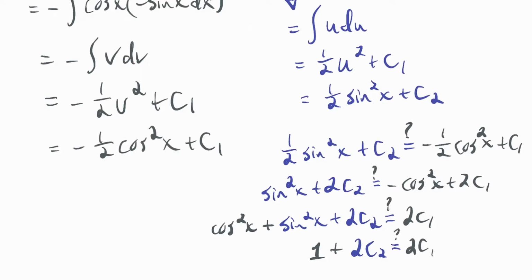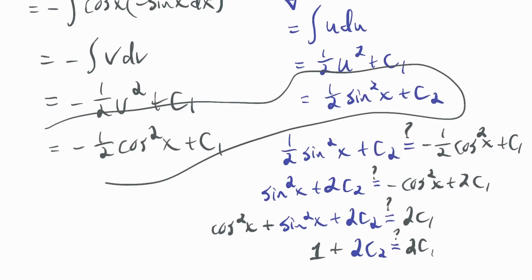So basically what this means is that if you were to decide, for a particular problem, that C2 is like, I don't know, 8 or something, then you could plug in 8 and find out what C1 would have to be to give you the same equivalent answer. But they are equivalent, and that's because of the way sine and cosine behave. Sine squared is negative cosine squared plus something, plus 1 in particular, right? So these are the same result, although they look different.